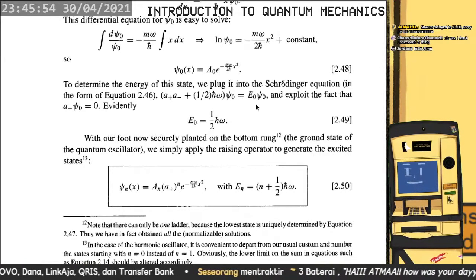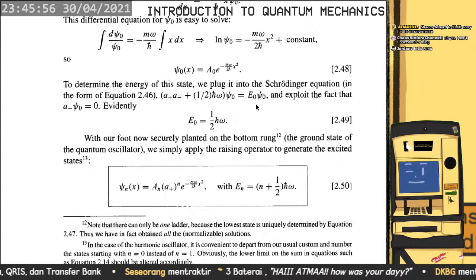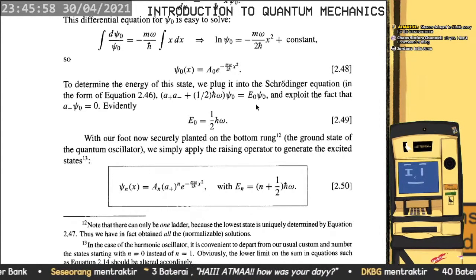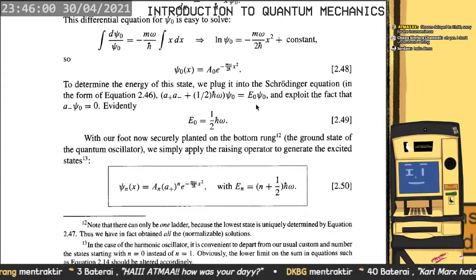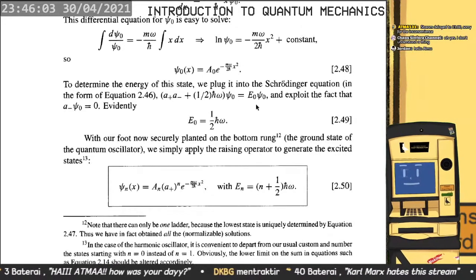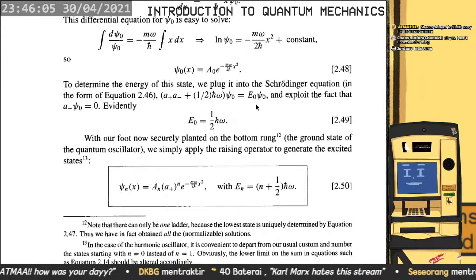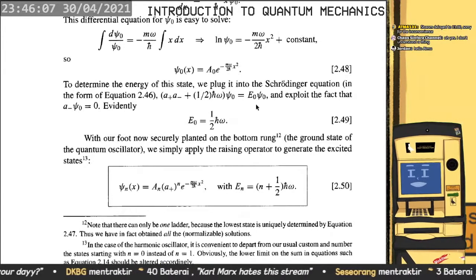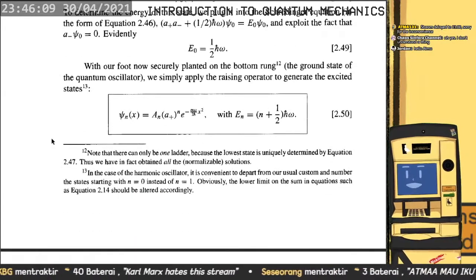Evidently, E0 equals 1/2 ħω. With our foot now securely planted on the bottom rung, the ground state of the quantum oscillator, we simply apply the raising operator to generate the excited states. So like this.